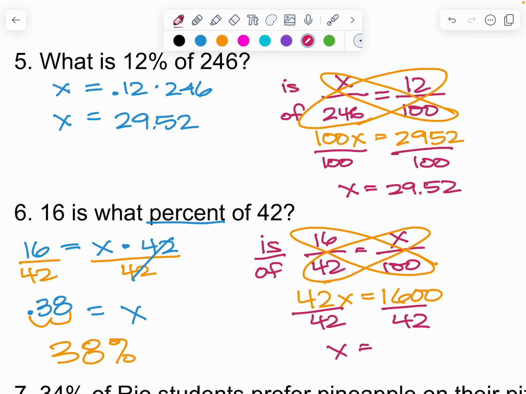Let's see if we got the same answer. I got something kind of gross. Look at that. But I could round, couldn't I? And then I'm still going to get 38%. Ta-da! 16 is what percent of 100? Right?